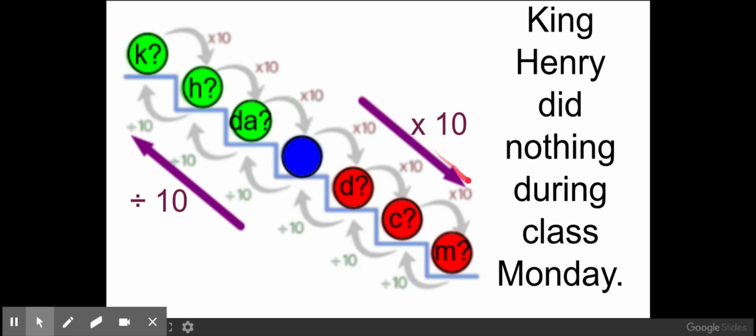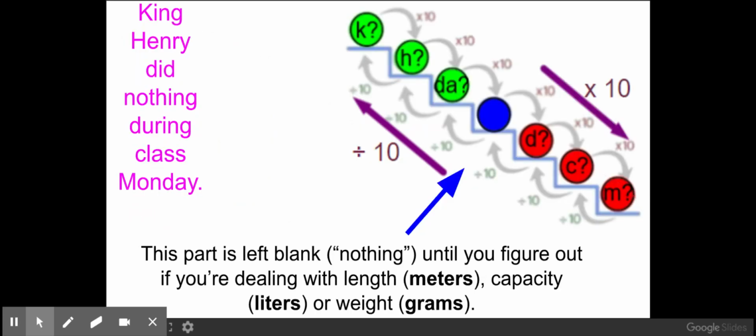Now, when we go down the ladder, we're actually multiplying by 10, but when we go up the ladder, we're dividing by 10. So the reason that middle section is left blank is because we need to read the problem first to figure out if we're going to be dealing with length, which is measured in meters, if we're dealing with capacity or liquids, which are measured in liters, or if we're dealing with grams, which are used for weight.